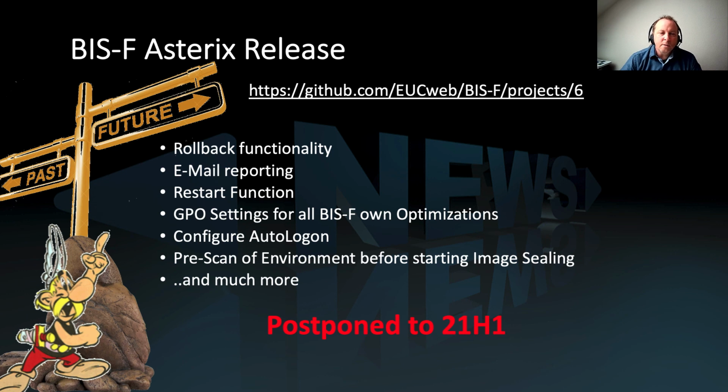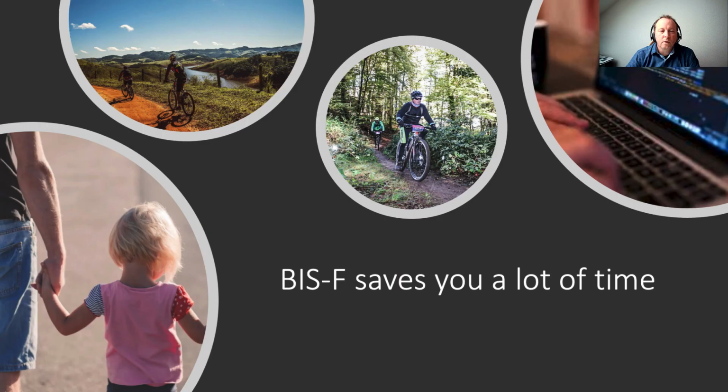And also a simple pre-scan of the environment before running the sealing step. That means BIS-F can detect the whole environment today and can see, okay, I must run antivirus Defender or antivirus Symantec, for example. It shows you that BIS-F detected these services and which optimizations would be run, like a simple analysis before you start the image sealing process, and much more. All of this information can be found on GitHub or on my webpage euc-web.com.